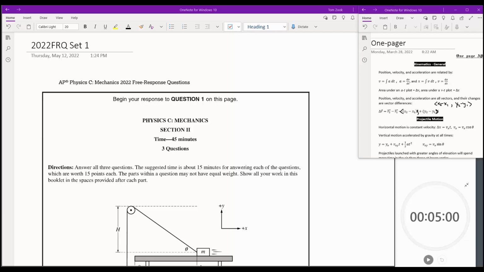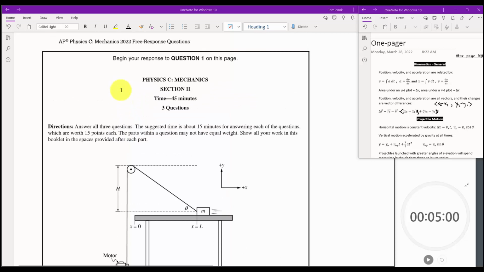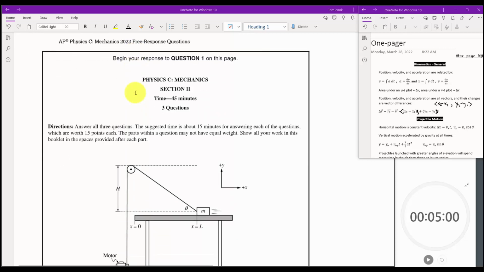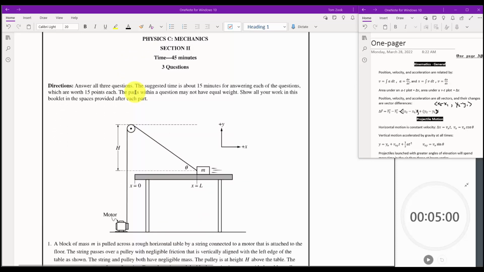All right, welcome back to another set of questions trying to figure out, can we score points? We're looking at the 2022 AP Physics C exam. This is problem set number 1. This is, if I recollect correctly, the 2021-2022 school year. This is the first year we had an in-person exam since COVID. We did the online test the year before, and then during COVID, it was the weird online test.